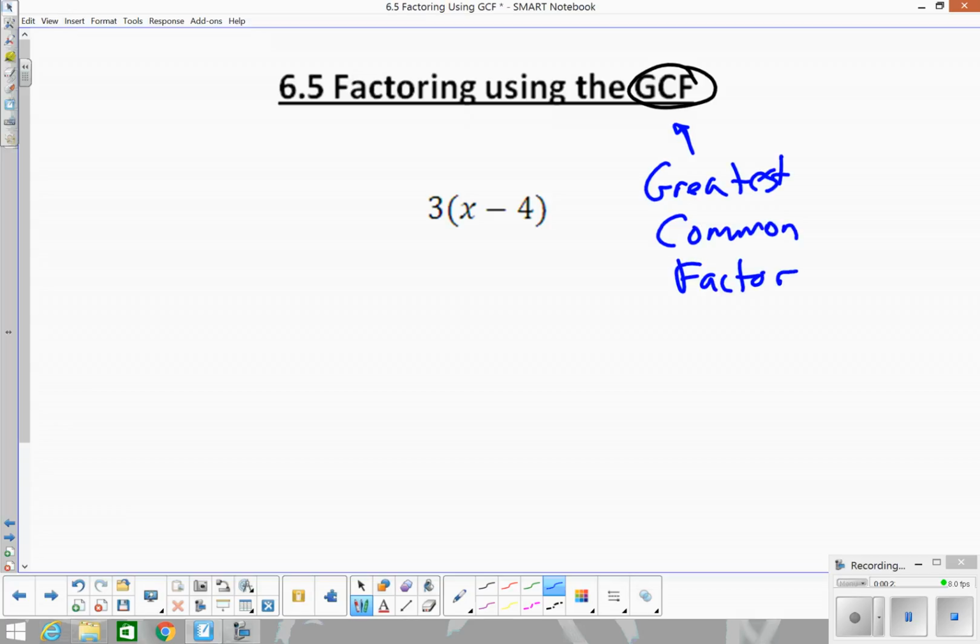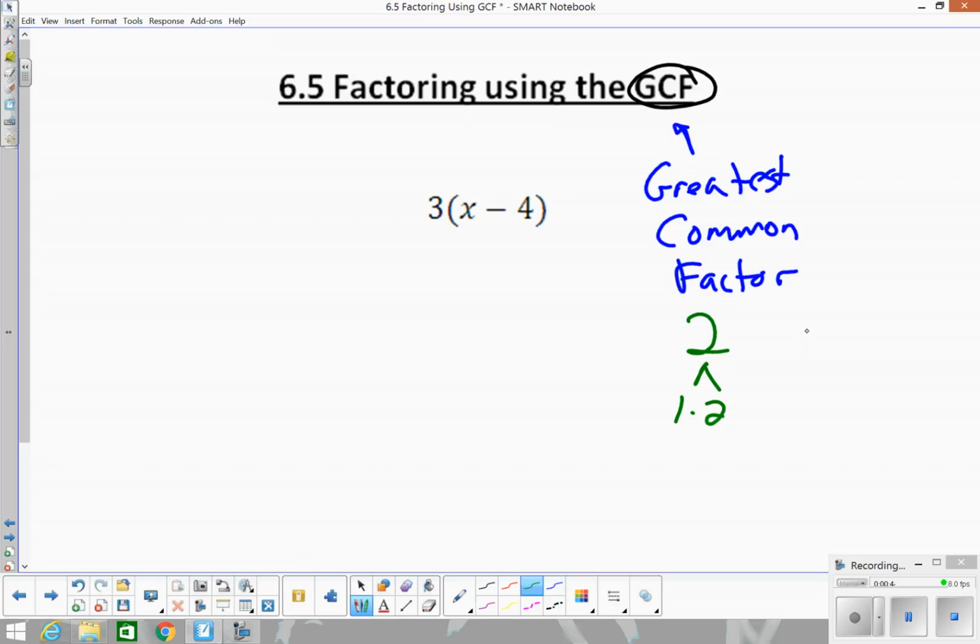Greatest means the most, obviously. So we're looking for the highest common number that is a factor between two terms. So a factor is like a multiplication. So if I have the number 2, what are the factors of 2? 1 times 2, or 2 times 1, but it doesn't matter which way you go.